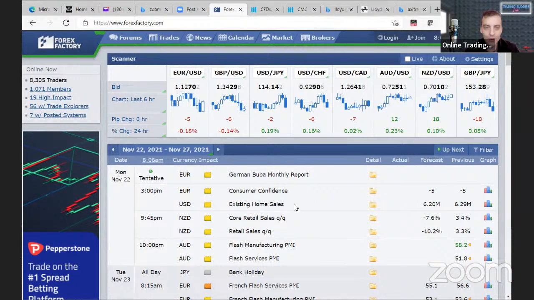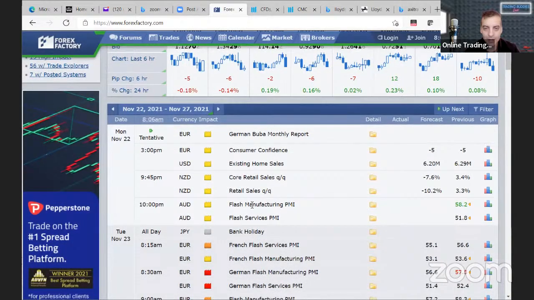We do have some numbers from New Zealand later on, retail sales figures, and some PMIs from Australia as well. I think we definitely want to see these start to come in a bit hotter. Australia's been cooling off a little bit. Retail sales also from New Zealand is quite an important one as well, because the Reserve Bank don't seem to be that fussed about any of the other numbers that they have.